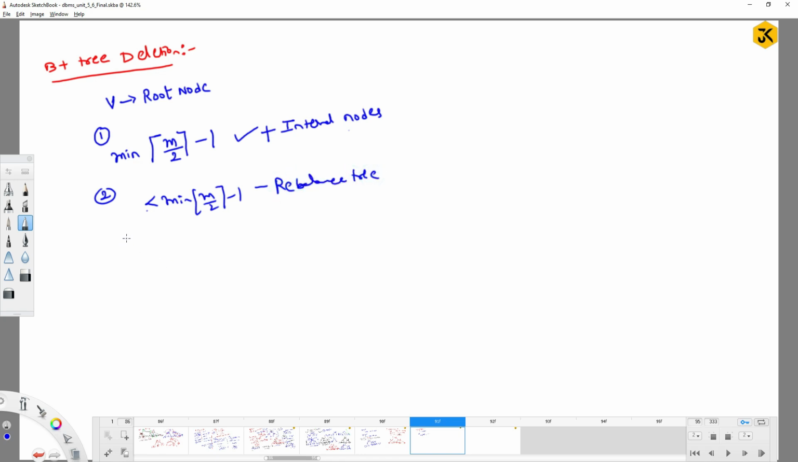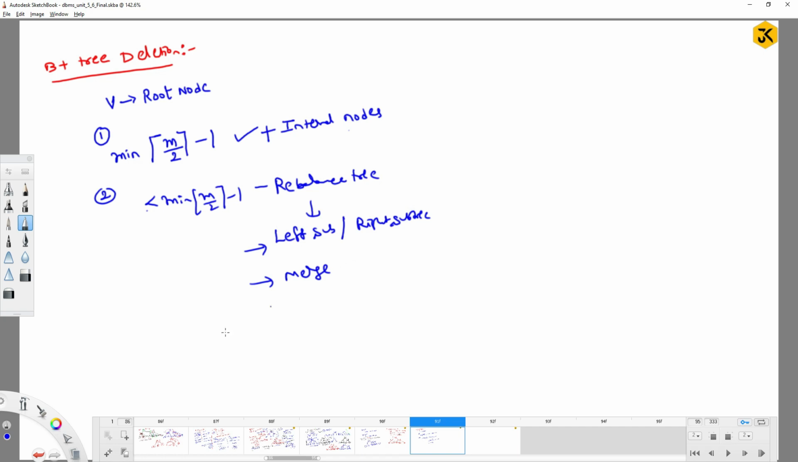Completely rebalance the tree. How are we going to rebalance the tree? You can just take it from the left subtree, or you can take it from the right subtree. If both the conditions are not satisfied, meaning both siblings are already at the minimum number of nodes, then what you have to do is simply merge them. This is a simple algorithm you can follow, which is the same as in a B tree.